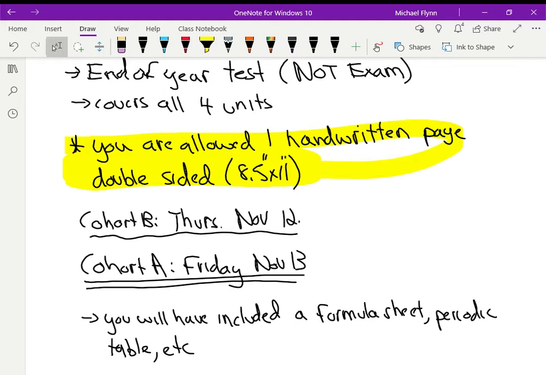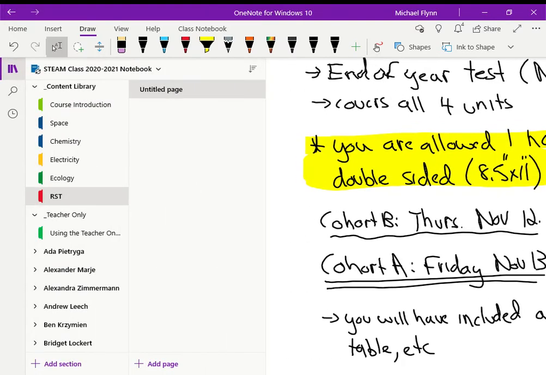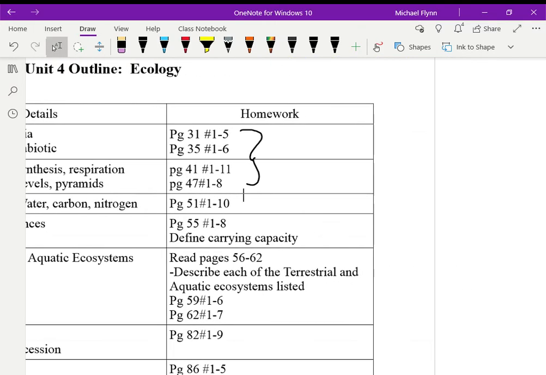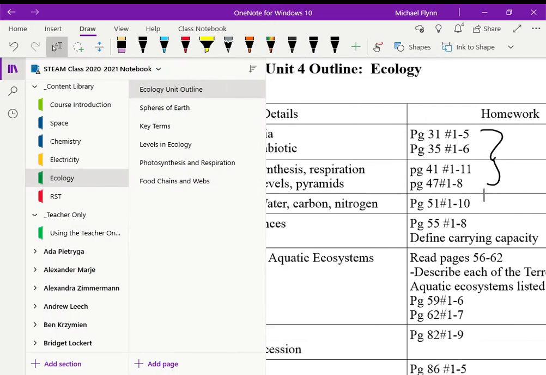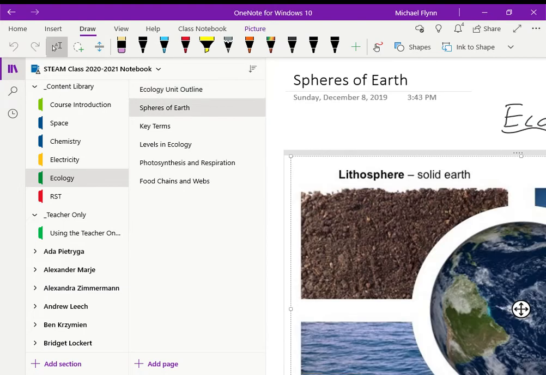Okay? All right, so now that I've told you about the rich summative task at the end of the year, I would like now to talk about ecology. Okay, so let's get right into it. Ecology is the study of living things and the non-living environment and the interactions between those things.